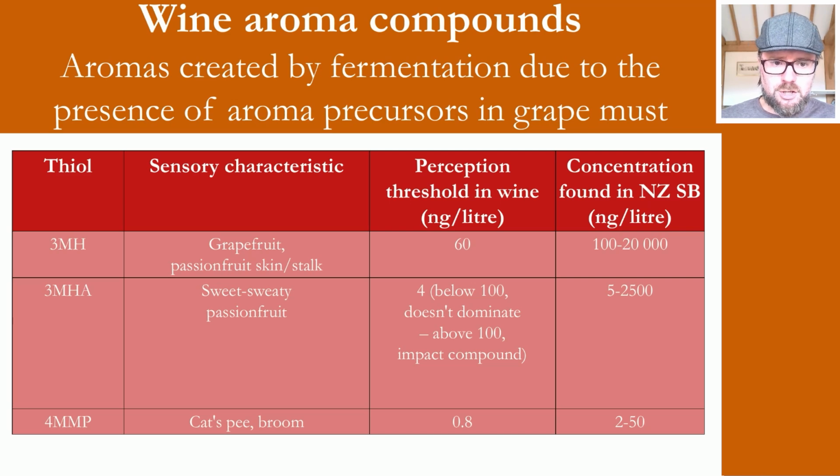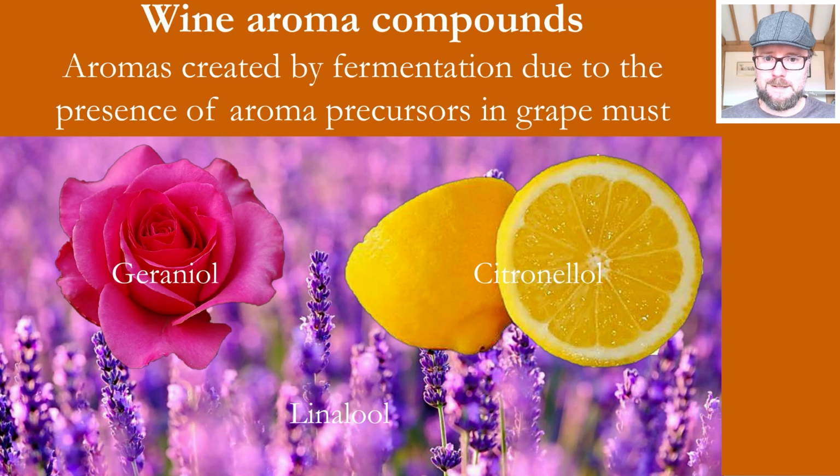And the concentration found in an example here, like New Zealand Sauvignon Blanc, the perception of all of these is above the threshold, and that's why we find a combination of these components in many New Zealand or Marlborough Sauvignon Blanc, for example.